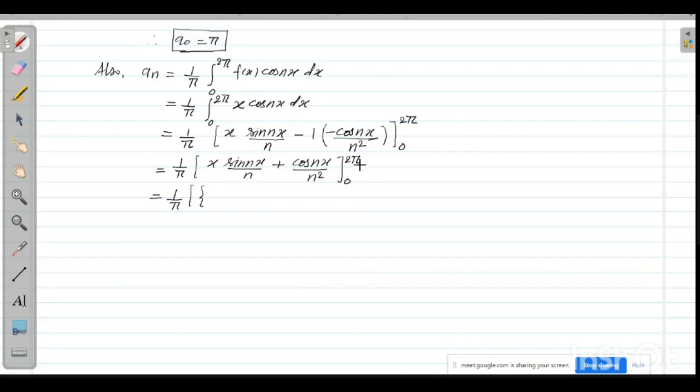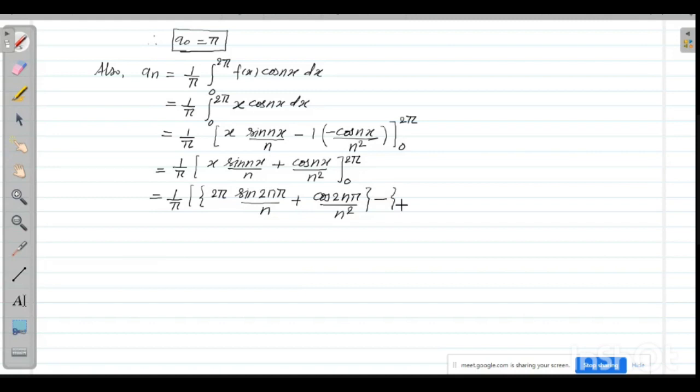So this equals 1 upon pi. Upper limit, your upper limit is what? 2 pi, and sine 2n pi. Instead of x here we put 2 pi, so this becomes 2 pi sine 2n pi by n, plus cos 2n pi by n square. This is for the upper limit.